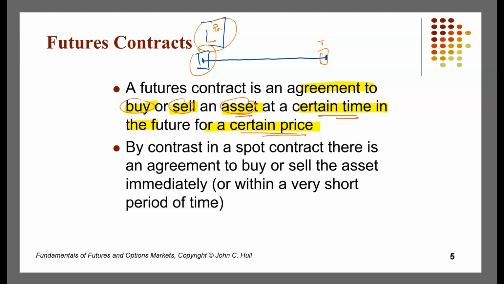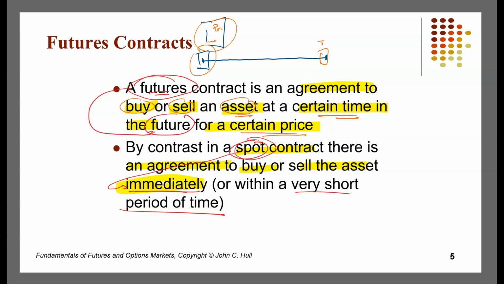We sign a contract that says sometime in the future we're going to make that exchange, and that's how it's going to happen. I'm going to buy, or you're going to sell, at a given price at a given time in the future. Typically the quality of what is going to be exchanged is mentioned there as well. By contrast, in the spot market, or spot contract, there is an agreement to buy or sell an asset immediately. So the futures market is different from the spot market in that the futures market refers to transactions that happen in the future, whereas the spot market refers to transactions that happen immediately or within a very short period of time.